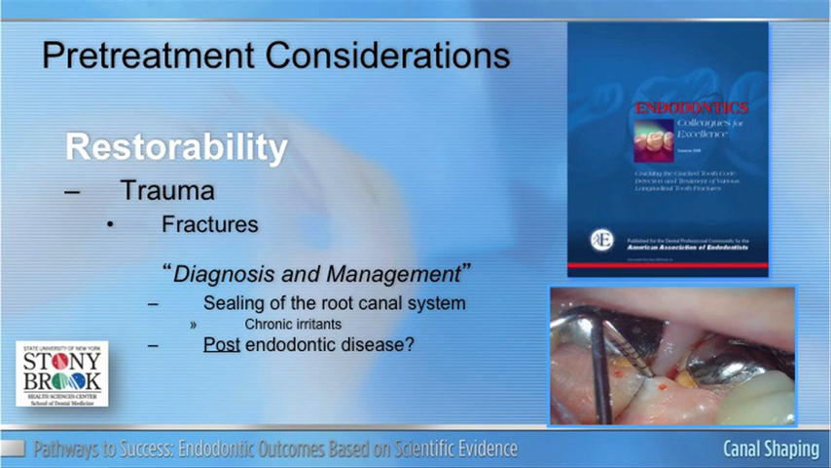And one of the things you can do is go to the AAE.org website and download this here, Colleagues for Excellence, Cracking the Cracked Tooth Code by Rivera and Walton. It describes the 5 types of fractures. I recommend this to everybody in the room.